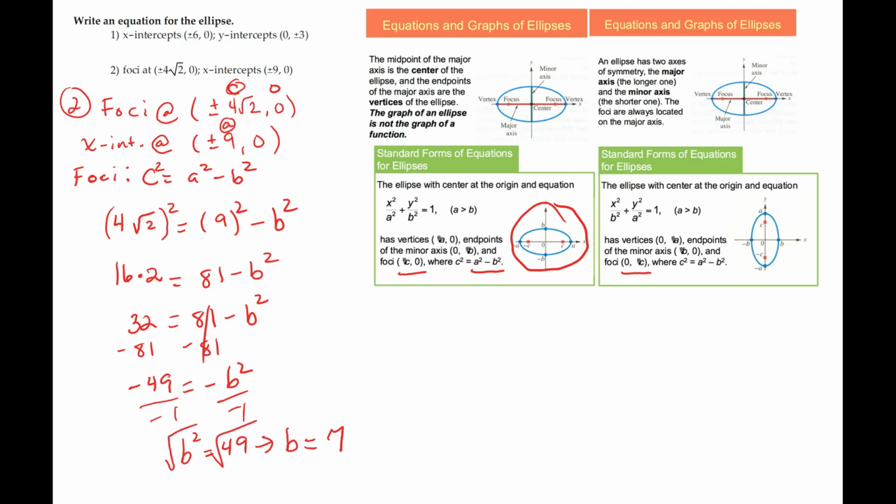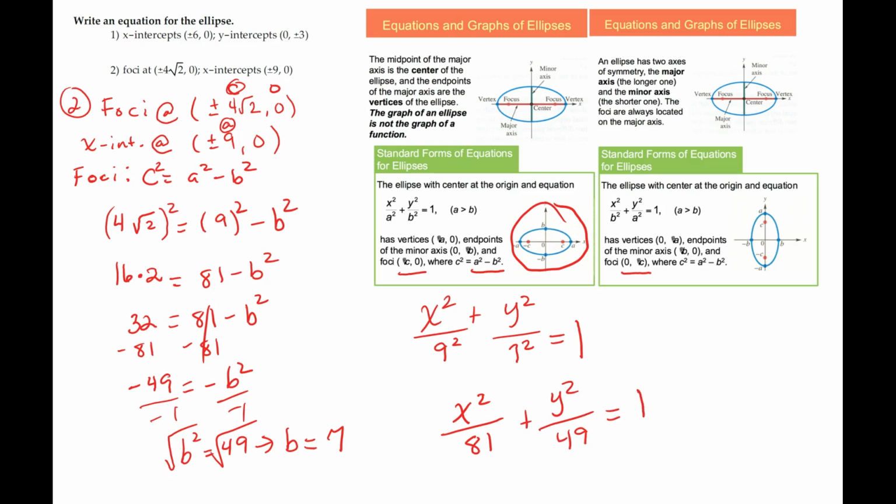So we've got our a, we've got our b, and now we're ready to set up our equation for the ellipse. x squared plus y squared on the bottom. a goes first. a was 9 squared, and b goes second, 7 squared, and that should equal 1. So it's a no-brainer from here. x squared over 81 plus y squared over 49, and that equals 1. All right, so this is the second equation. A little more work, but we're just using the formulas that we were given.